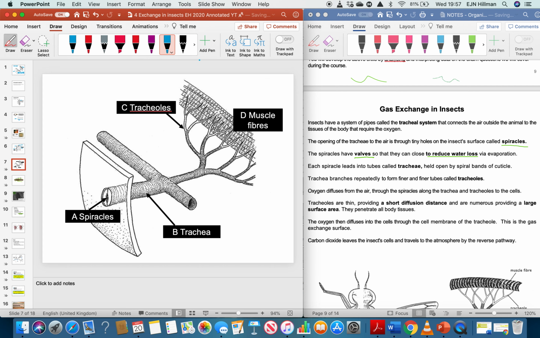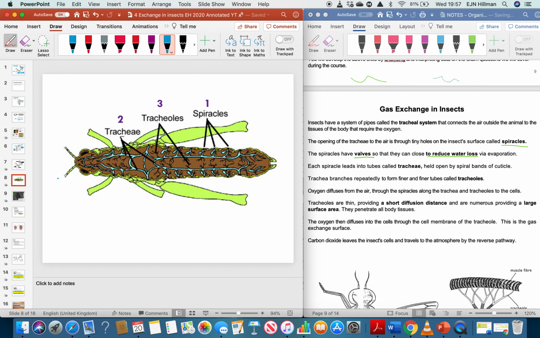Okay, so here we can see them again, labelled. So spiracles at the surface, trachea, tracheoles, and then those tracheoles branch all the way down to the muscle fibres. Okay, this is a locust, and we can see that in the body plan of a locust. So we can see the spiracles on the surface, here and here and here, branching in first into the trachea, and then we can see these really fine tracheoles all the way down into the respiring tissues.